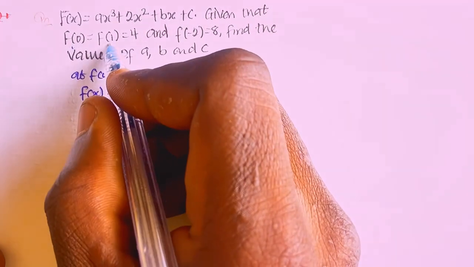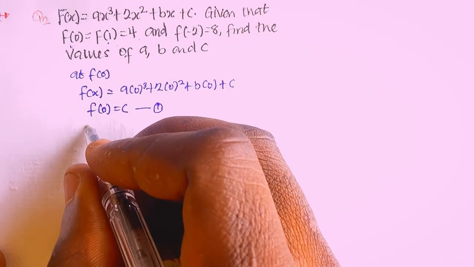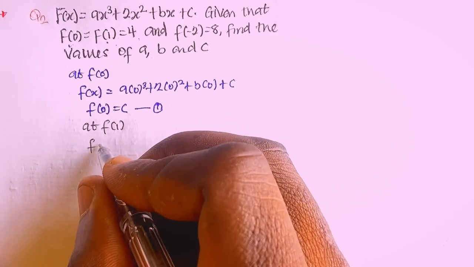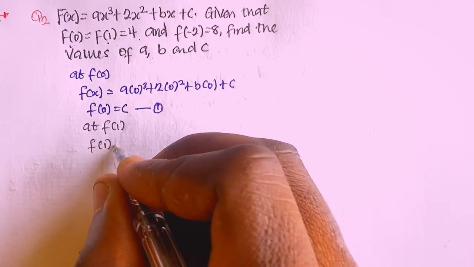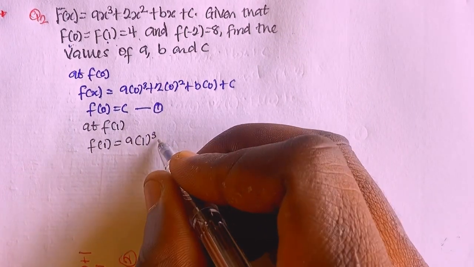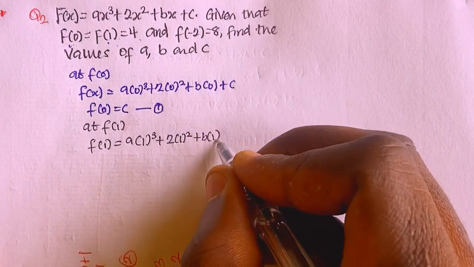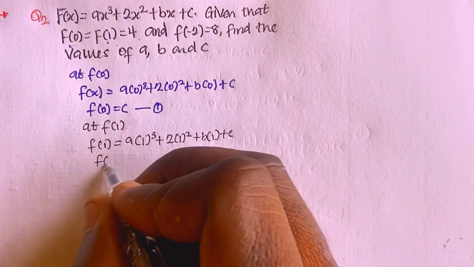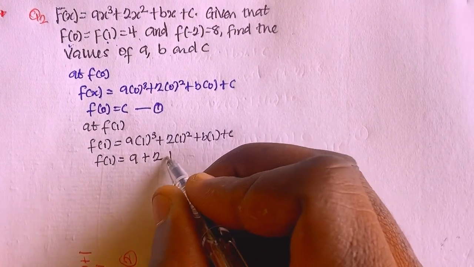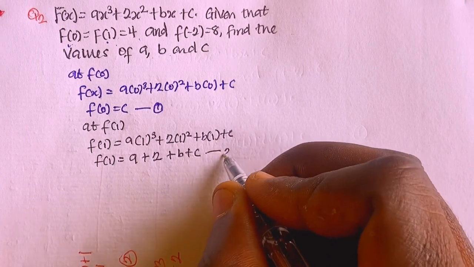Then the next one that we have, f of 1. Now what's going to be our f of 1? At f of 1, that means our function f of x, which is f of 1, becomes a into bracket 1 raised to the power 3, right? Then plus 2 into bracket 1 squared, right? Plus b into bracket 1 plus c. Now, here we're going to have f of 1 to be equal to a plus 2 plus b plus c, right? So let's call this one equation 2.